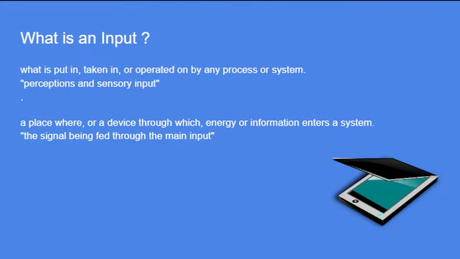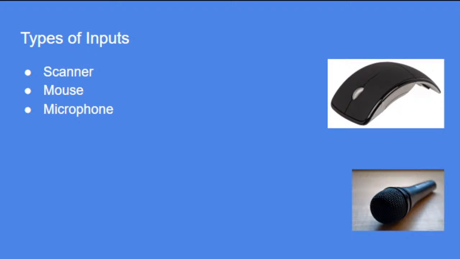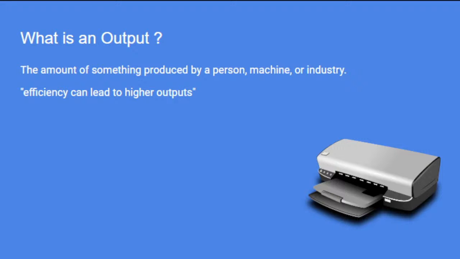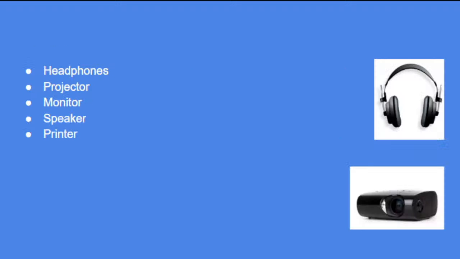Our third lesson is about input, output, and storage. What is an input? An input is what is put in, taken in, or operated on by any process or system. The types of inputs are a mouse, a scanner, and a microphone. What is an output? The output is the amount of something produced by a person, machine, or industry. The types of outputs are headphones, a projector, a monitor, speaker, and printer.